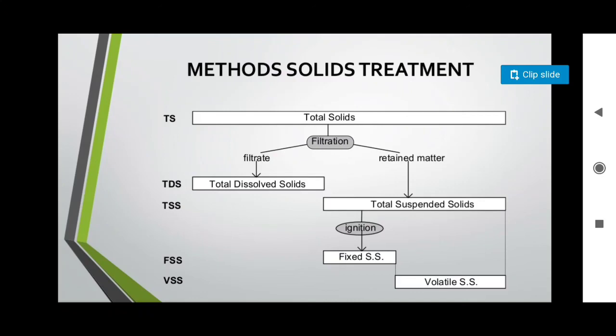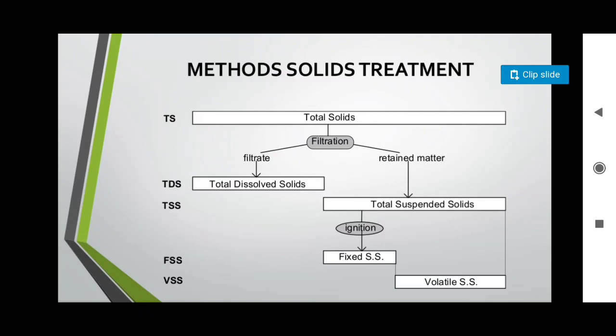That is the amount of solid present in water which is not retained on the filter paper, or which is in such a smaller proportion or such a smaller size that it passes through the filter paper. Such types of solids are called total dissolved solids, right? And they are popularly known as TDS, right? Once the filtrate has passed through, only the retained matter is left on the filter paper. So whatever is retained on the filter paper is the suspended solid.